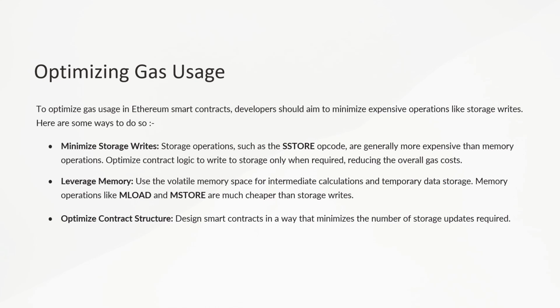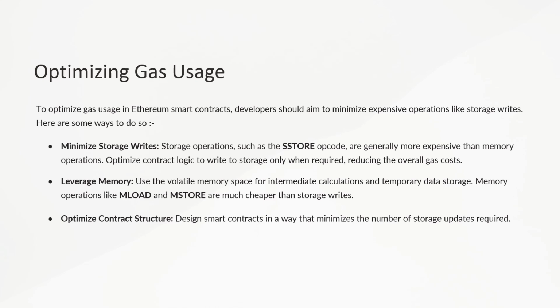Some strategies for optimizing gas usage include minimizing storage writes. Storage operations such as the SSTORE opcode are generally more expensive than memory operations. Optimize contract logic to write to storage only when required, reducing the overall gas cost. Leverage memory. Use the volatile memory space for intermediate calculations and temporary data storage. Memory operations like MLOAD and MSTORE are much cheaper than storage writes.